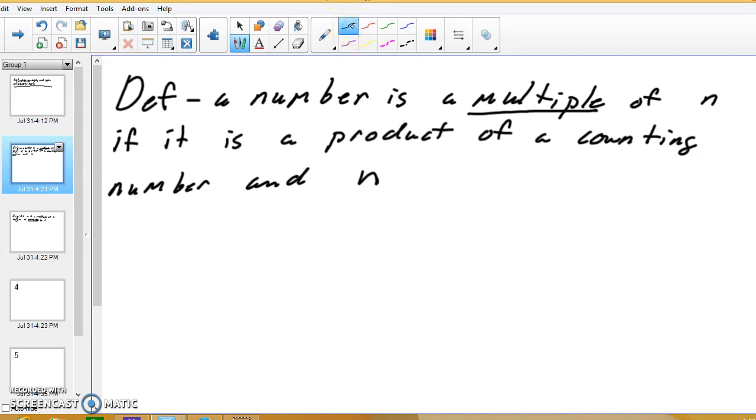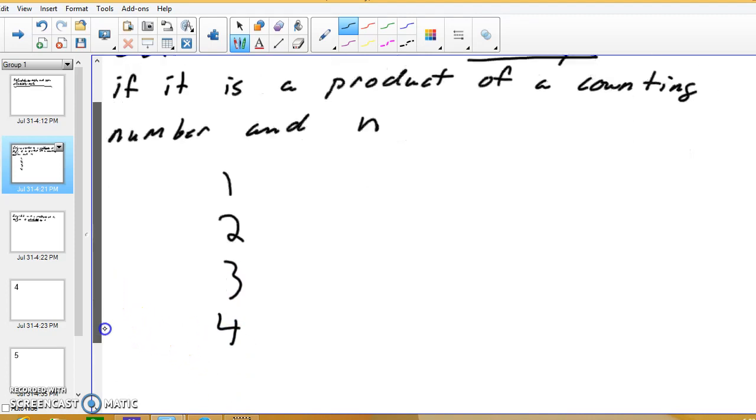So first off, what is a multiple? Well, a number is a multiple of n if it is the product of a counting number and n. So what do we mean by that? Well, we know what the counting numbers are. They're 1, 2, 3, 4, and so on.